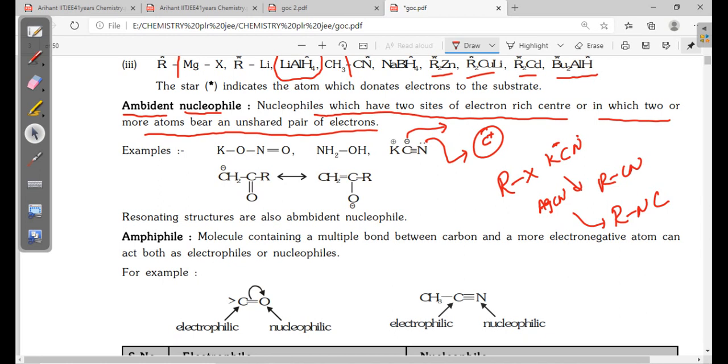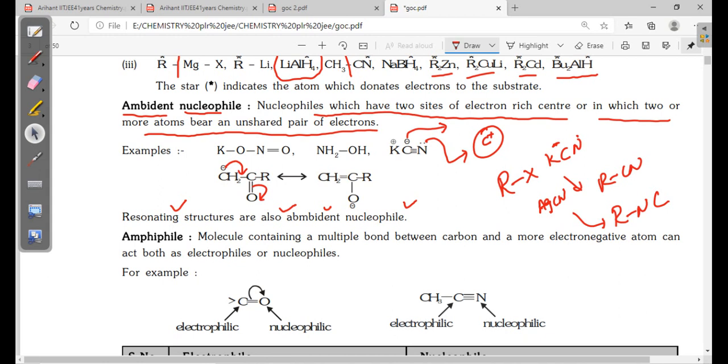Now, resonating structures are also ambident nucleophiles. See here, CH2 minus, carbon has the negative charge, but sometimes due to resonance the bond is shifted here, so oxygen has the negative charge. So this oxygen also acts as a nucleophile. So two possibilities are there. This one also comes under ambident nucleophile.